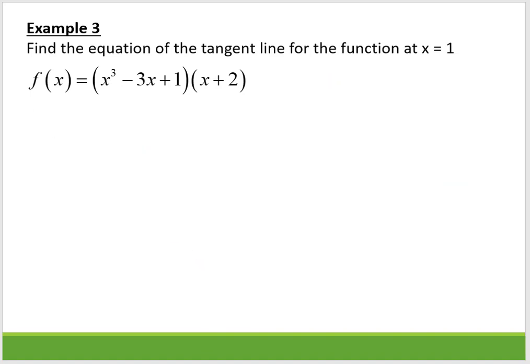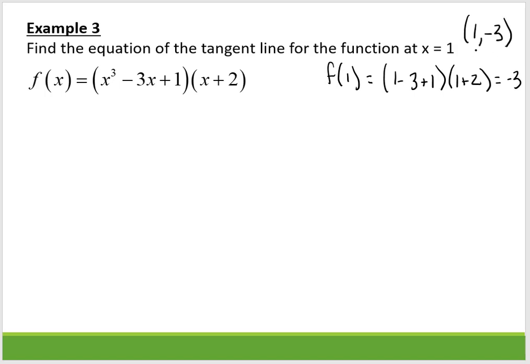Okay, so now writing the equation of the tangent line. So I need to find the derivative at 1. First, let's find f of 1. F of 1 is, when I plug in 1, I get a 1 minus a 3 plus a 1 times a 1 plus a 2. So that ends up being a -3. So I now have my point. Remember to write the equation of a line, you need a point and slope. So I have my point. I just now need to find my slope.